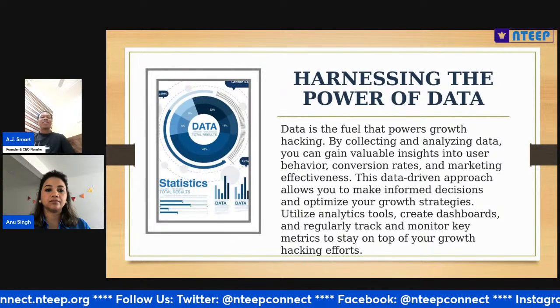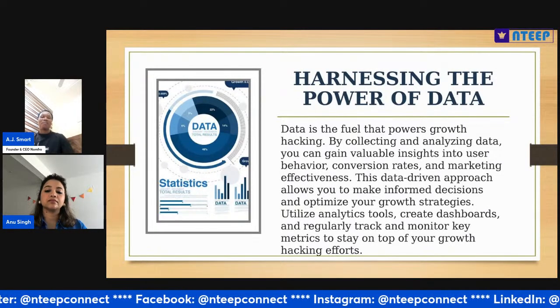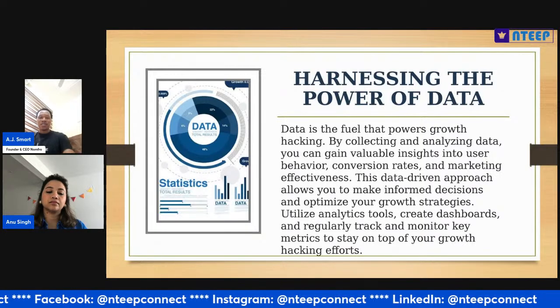Now, let's harness the power of data. As I was saying, this is where the main conversation is.